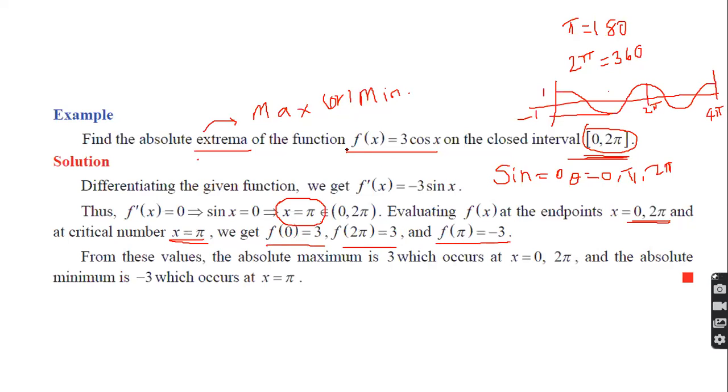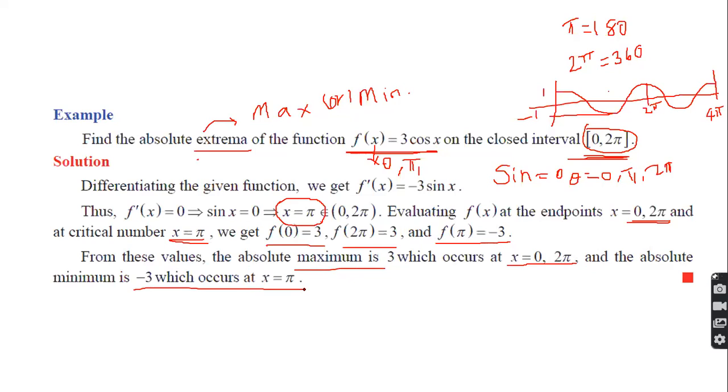That means what is f of x here? F of x is 3 cos x. If you substitute x equal to 0 here, then you will get 3 cos 0, which is 3. If you substitute pi here, the cos pi value is minus 1, so minus 3. F of pi is minus 3. So from these values, the absolute maximum is 3, which occurs at x equal to 0 and 2 pi, and the absolute minimum is minus 3, which occurs at x equal to pi.